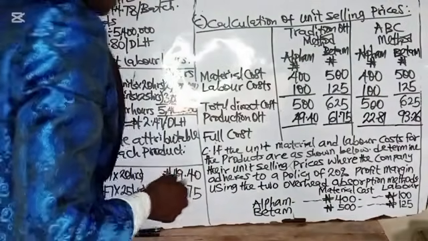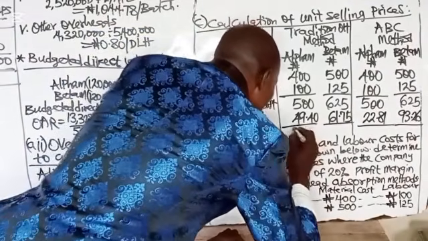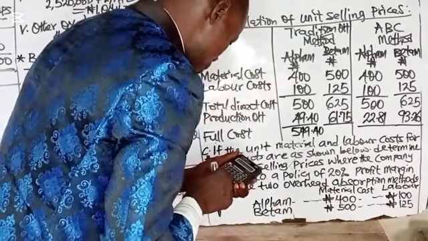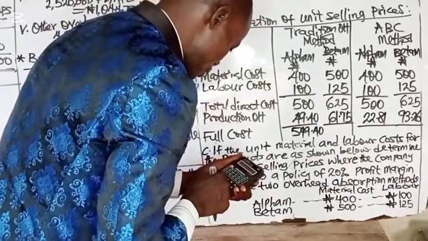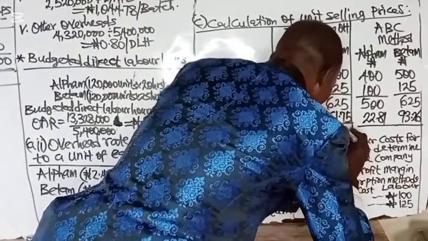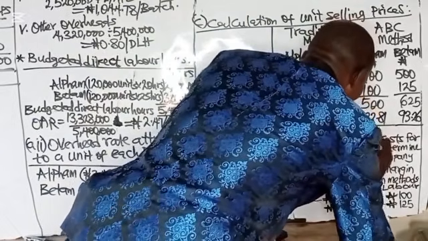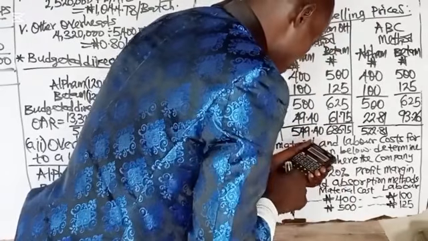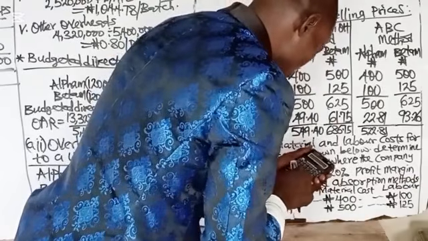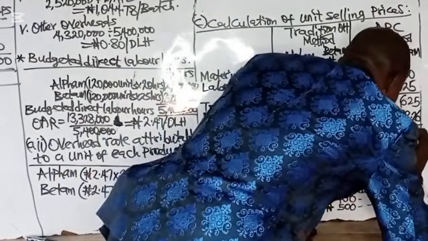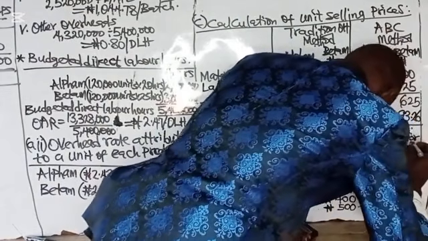Now, let's sum them up. The full cost will be 549.4 for Afarm. For Betam, 625 plus 61.75, you have 686.75. Then for ABC, this will be 522.81 for Afarm. For Betam, this will be 625 plus 93.26, here we have 718.26.